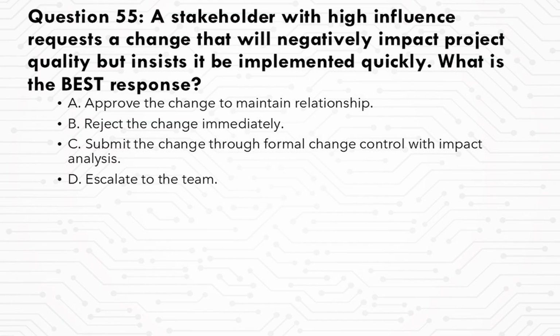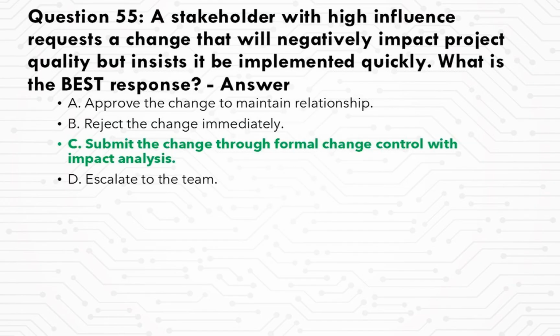Question 55. A stakeholder with high influence requests a change that will negatively impact project quality, but insists it be implemented quickly. What is the best response? A. Approve the change to maintain relationship. B. Reject the change immediately. C. Submit the change through formal change control with impact analysis. D. Escalate to the team. Answer: C. Even high-power stakeholders must follow change control.